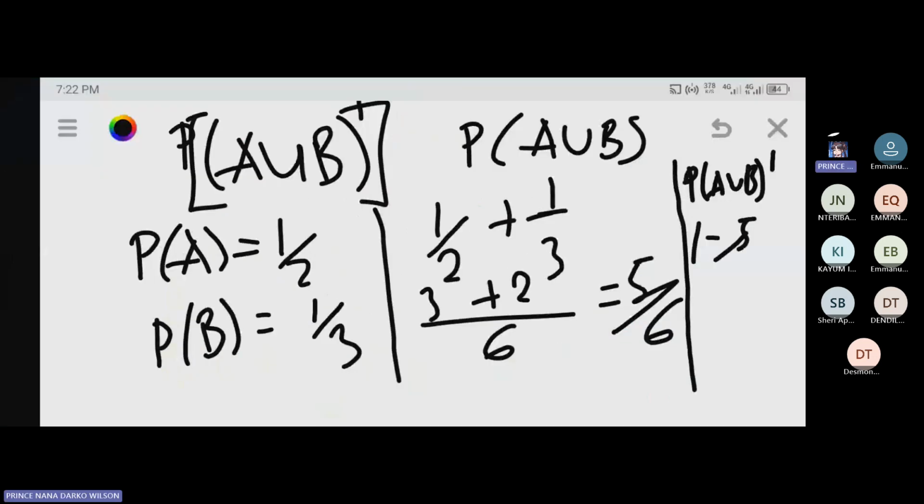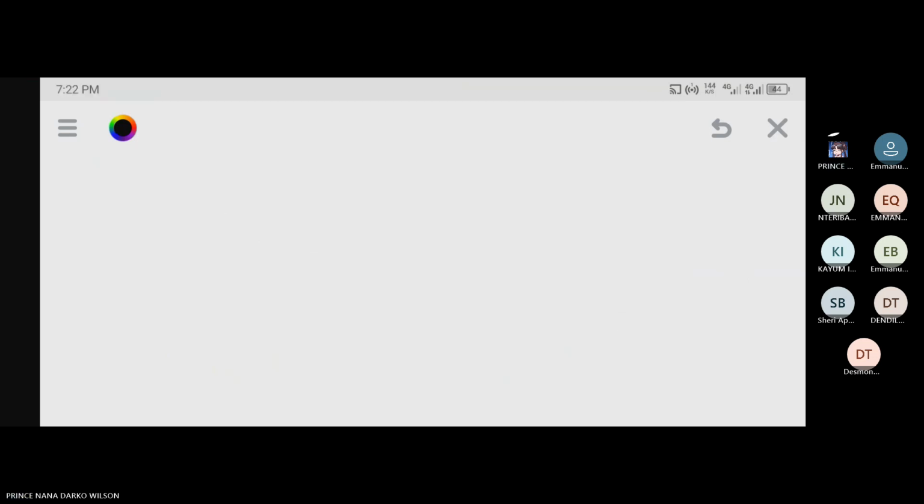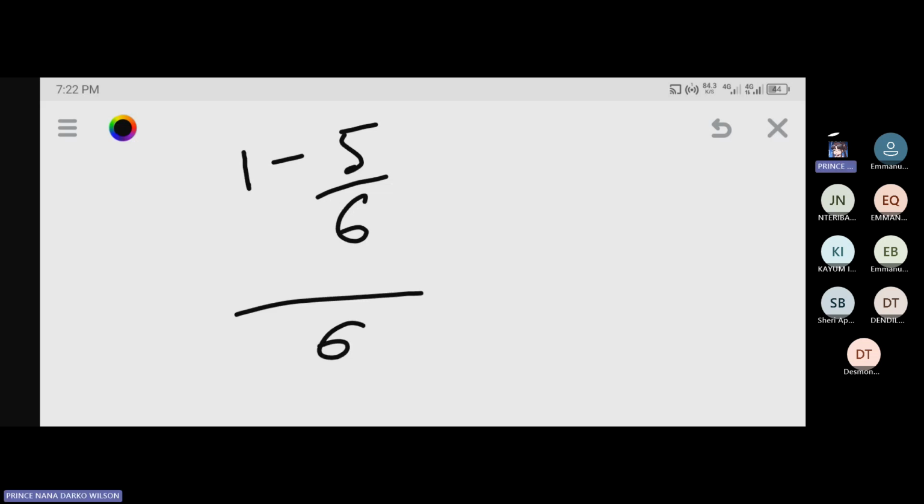Okay, 1 minus 5, 6, like this. And then that will give us, so let me create room for this. 1 minus 5 out of 6. Like this, okay. So then LCMs. 1 goes here, 6, 6, 1, 6 minus 6 goes here, 1. And then that's a 5. So 6 minus 5 is 1, and then you're left with 1 out of 6.